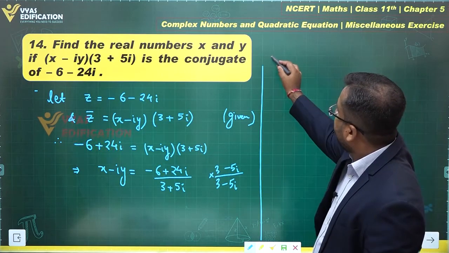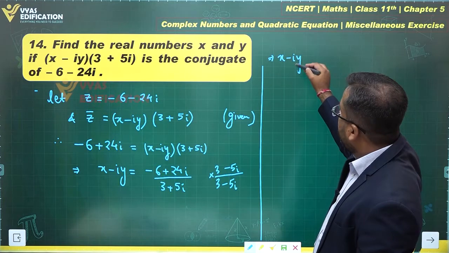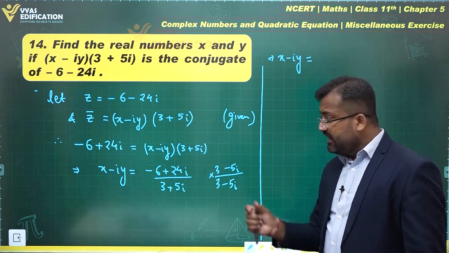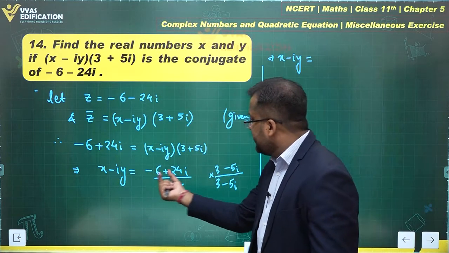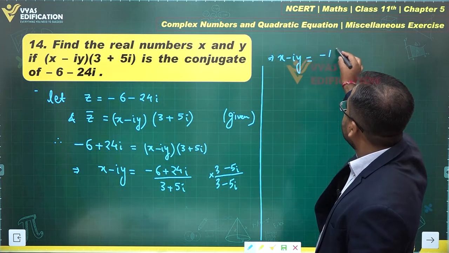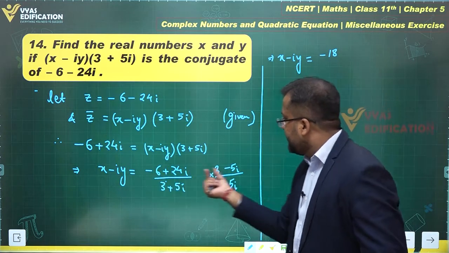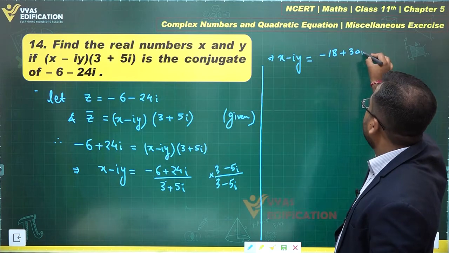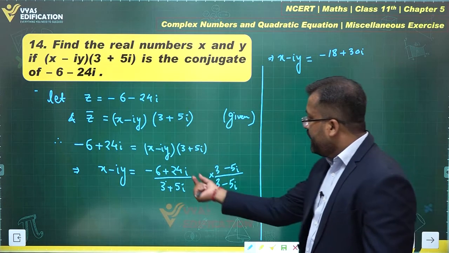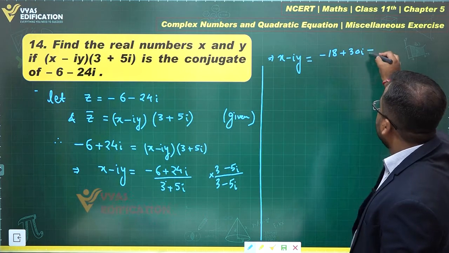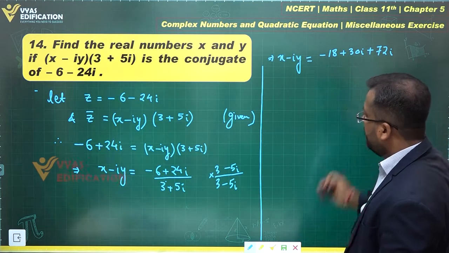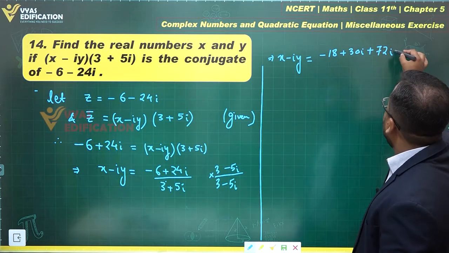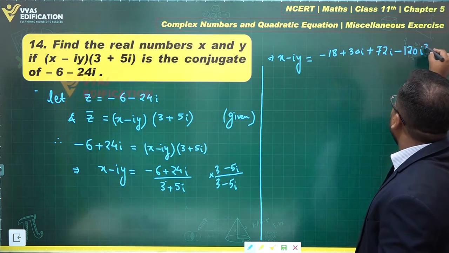Therefore, x minus iy becomes equal to what? These two terms will get multiplied. Let's apply the distributive law. Minus 6 multiplied by 3 gives me minus 18. Minus 6 multiplied with minus 5i gives me plus 30i. 24i multiplied with 3 gives me 72i. And 24i multiplied with minus 5i gives me minus 120i squared.